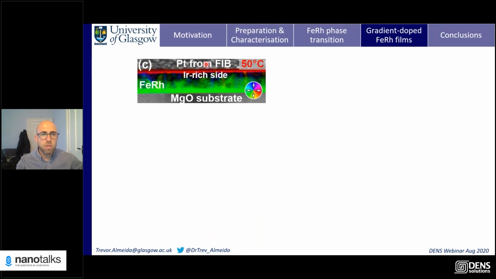So here we've got the thin film where we've got the protective platinum at the top. We've got the iron rhodium thin film in the middle and the MgO at the bottom. And we've got the doping gradient included in this. So at the top, we've got the iron rich side. And what you can see is that the color is significantly darker at the top than the bottom, and the green signifies the ferromagnetic phase that it's in. So we've got a phase boundary between the iridium rich side and the bottom side.